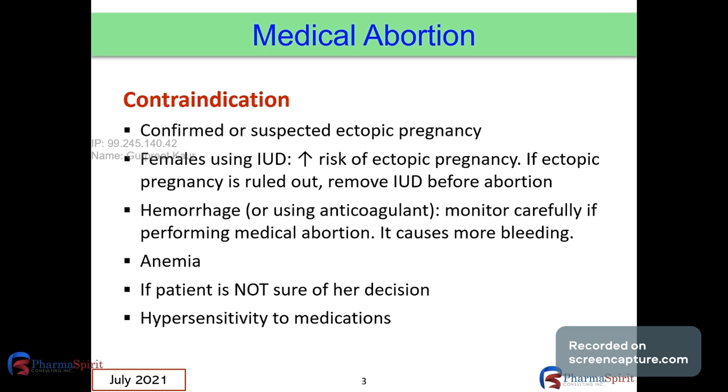And hypersensitivity to medications. So as you can tell, some of these are considered relative, not really absolute contraindications. For example, with anemia, you still can perform medical abortion, but you have to keep in mind that there is more bleeding. Also with hemorrhage or taking an anticoagulant, you have to be mindful that the female will experience more bleeding, and we have to just monitor for that. But anyway, these are the contraindications to medical abortion.